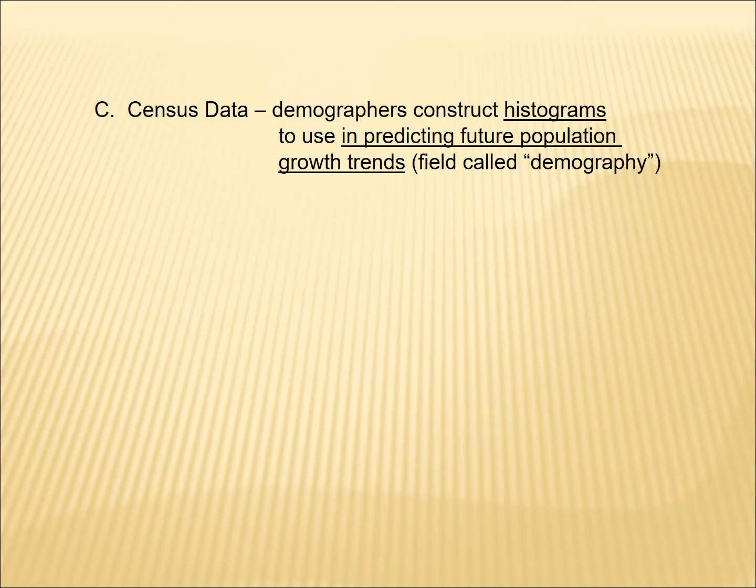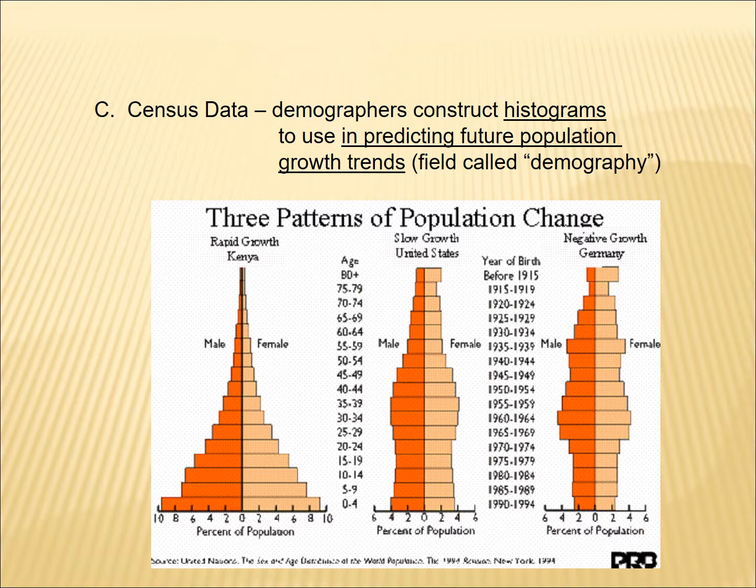All right, census data. We're going to look here at how demographers construct these graphs to describe growth over time. So you're going to need to sketch these. Our first graph here, rapid growth of Kenya, is showing a country that is growing in population. We would call it a developing nation. You see that it is getting big very rapidly. We would call that our J curve.